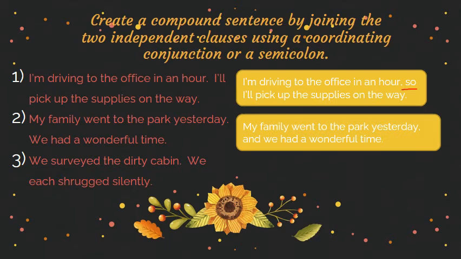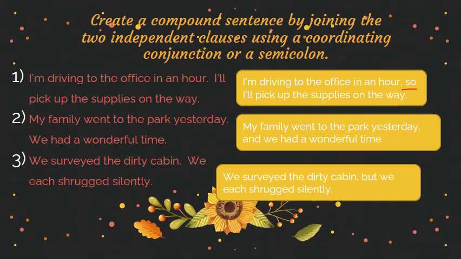Number 3, we surveyed the dirty cabin. We each shrugged silently. Okay, so here you might notice that we have opposite ideas, so we can use but or yet. We surveyed the dirty cabin, comma, but we each shrugged silently. Since I have opposite contrast, then I can use but or yet. Or if you want to use the semicolon instead of the comma and but, also it is correct.